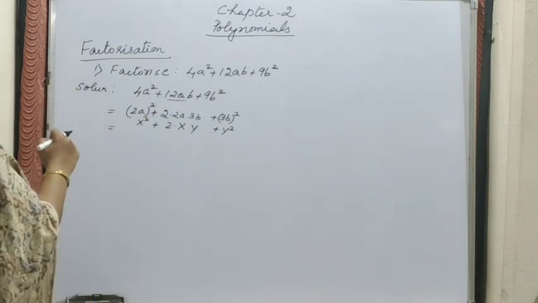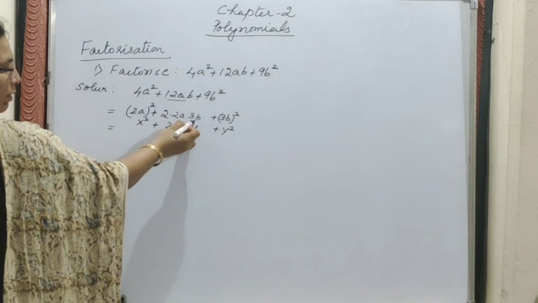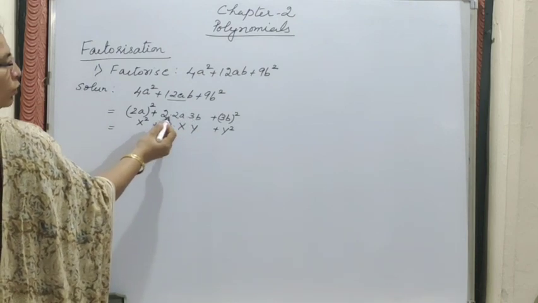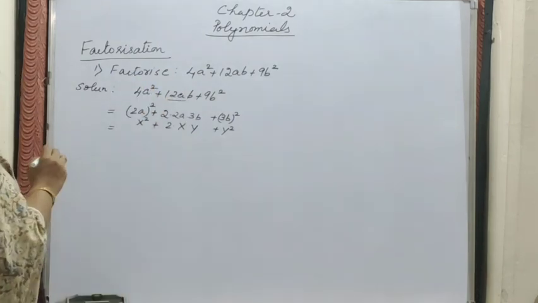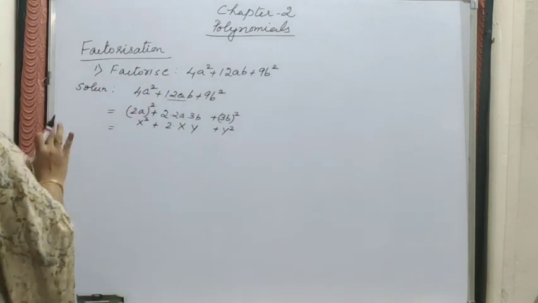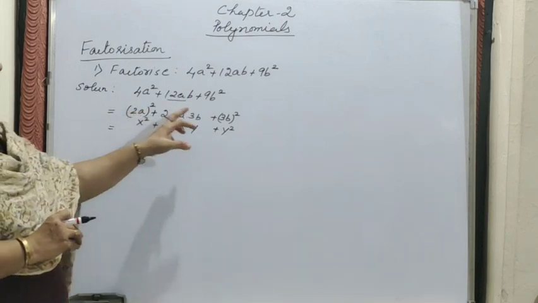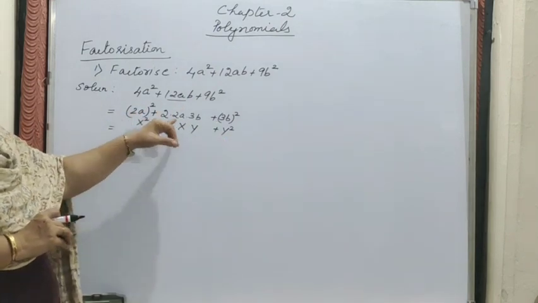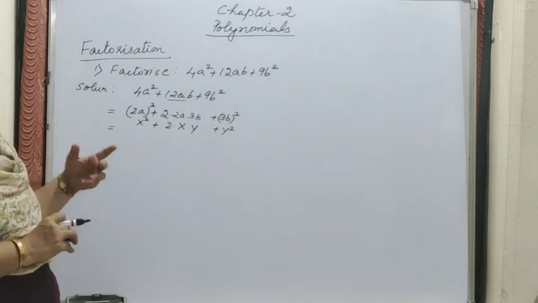Now how can we cross check? After writing the middle term, 2 into 2a into 3b, just multiply: 2 into 2 is 4, 4 into 3 is 12, a into b, ab. So we are getting back this expression only. Usually, children, after getting the first and the third term, directly write the middle term. Sometimes it's not possible. In this case it is working, so we can take it down.